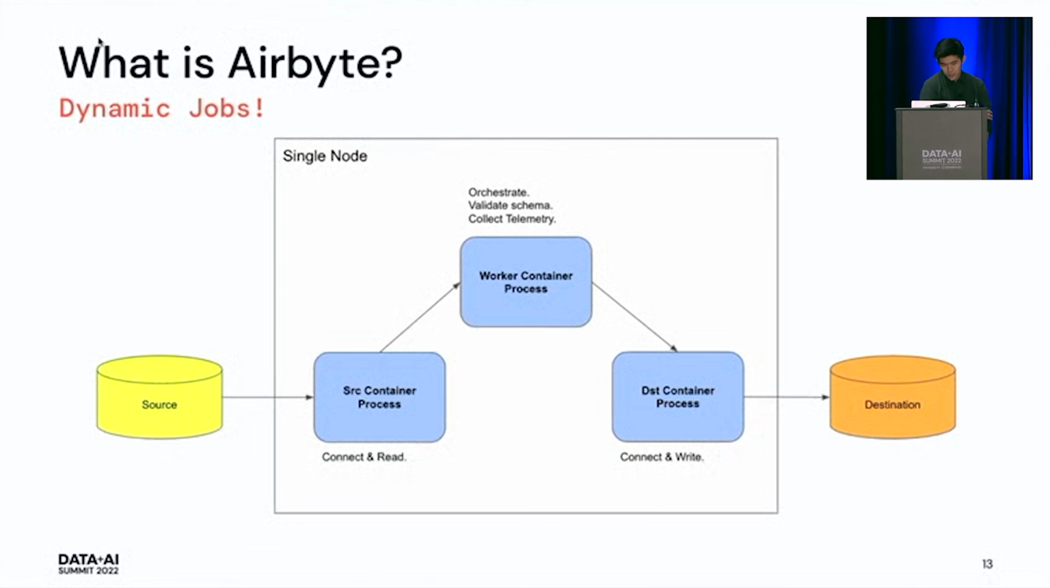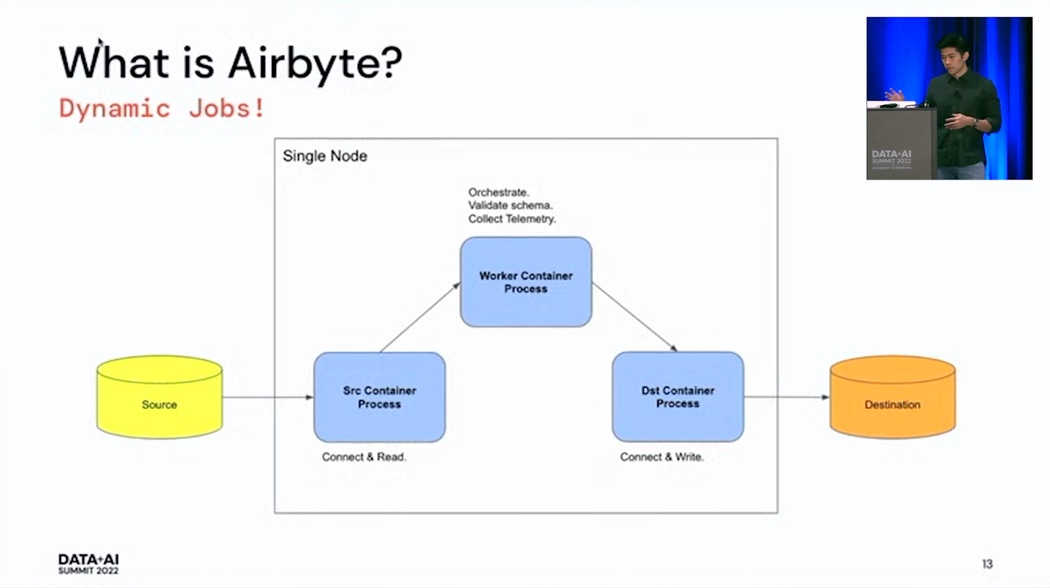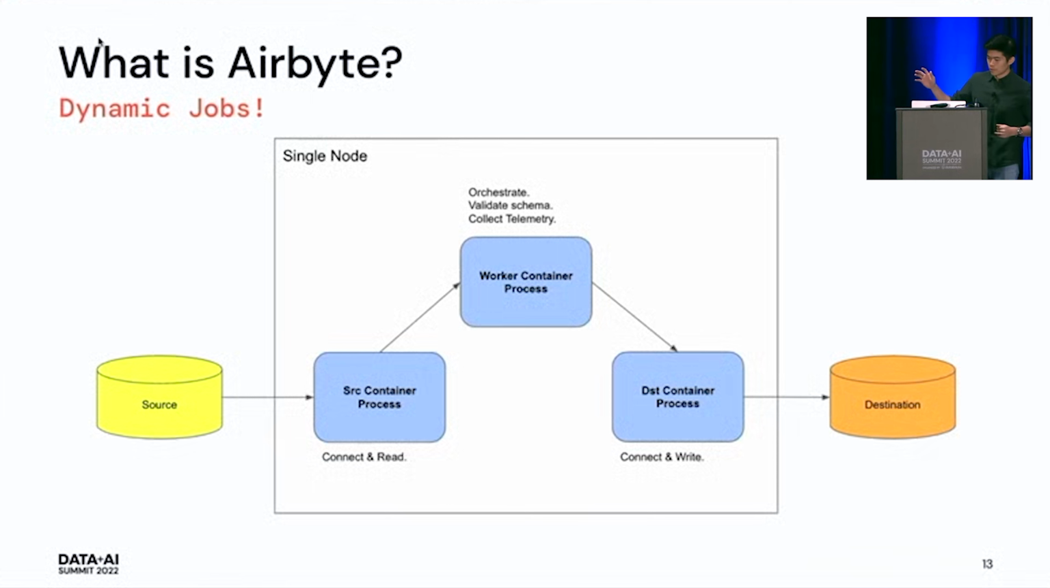So let's do a quick dive into how Airbyte Docker works today. This is a very simple diagram. There are boxes on the screen. The important boxes are the blue colored boxes. You have three of them. They represent processes running on a node that are backed by containers.